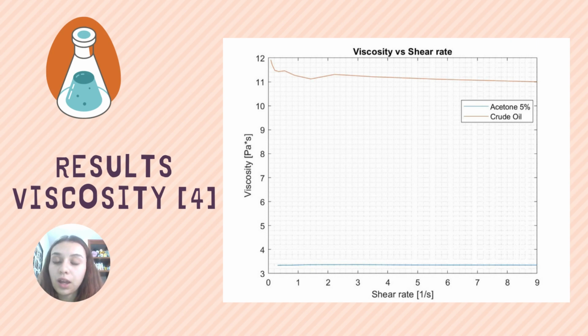In addition, acetone increases the distance between the asphaltenes, which reduces the van der Waals interactions. It is also important to note that absolute viscosity is the coefficient between shear stress and shear rate, which explains why the slope of the first graph coincides with the viscosity value of the second graph.